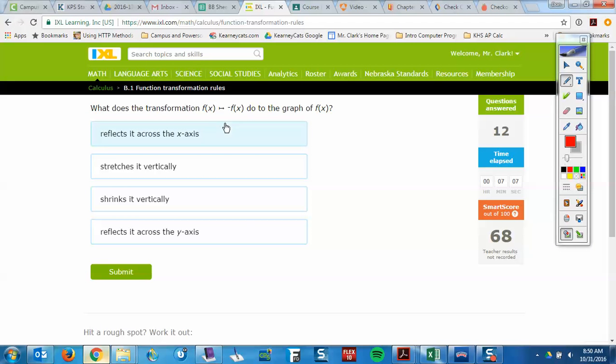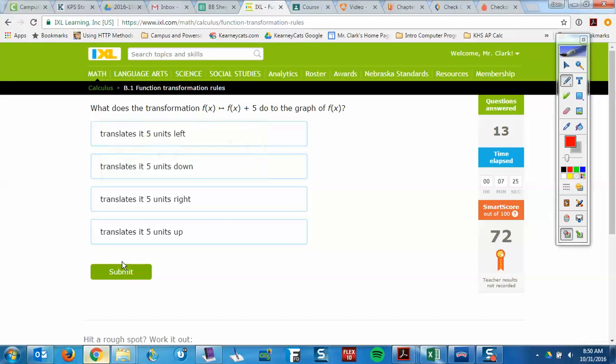Okay, what's that negative on the outside doing? It's going to be vertical. When it's on the outside, it affects the y. When it's on the outside, it's vertical, right? Either a vertical stretch, a vertical shift up and down, or a vertical reflection. So it's going to reflect across the x-axis, and then that'd just be the opposite, right?